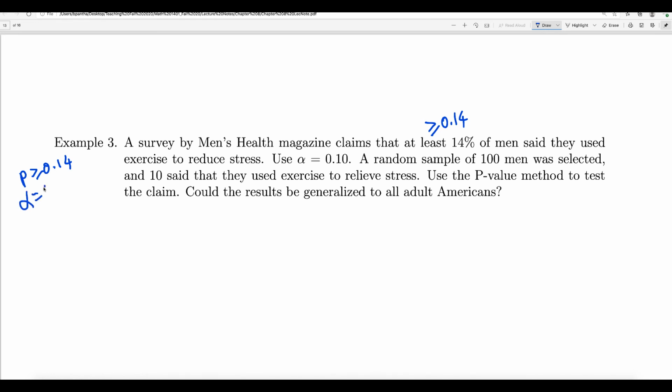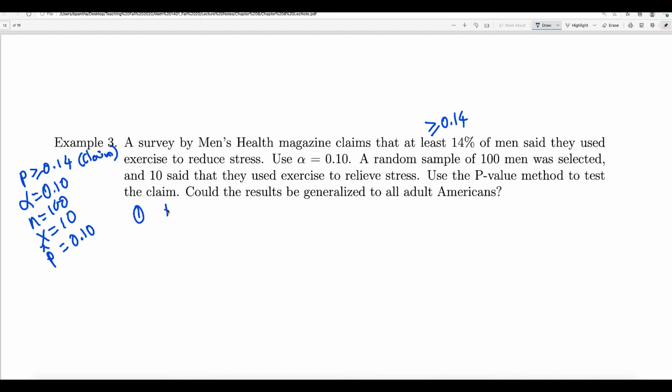So alpha is given as 0.10, right? n is 100, x is 10. So what will be p hat? P hat will be 0.10, because x over n, 10 over 100, is 0.10. So we need to use the p-value method. This is the claim, because the claim is given as at least 14%. So let's write down all those things.